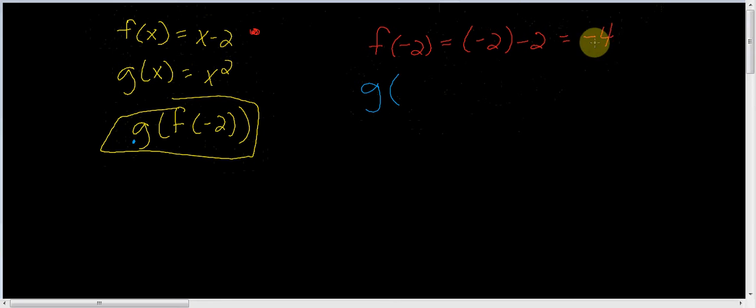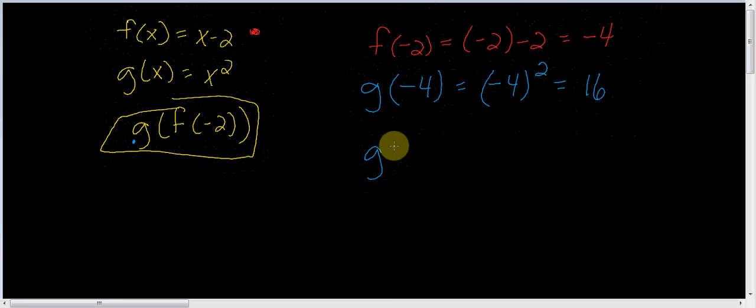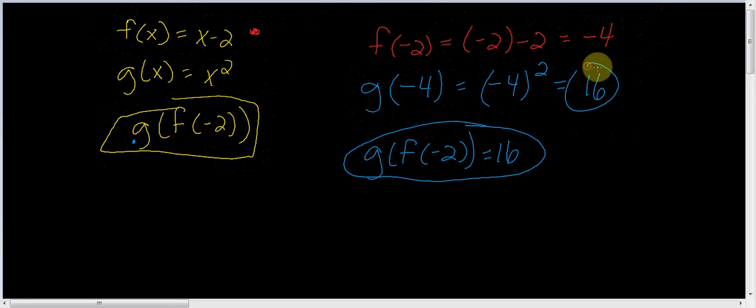I take this answer that I just got and I fill that in the parentheses. Now my function g says take whatever's in the parentheses and square it. So I'm going to square negative 4. I make sure that I put parentheses around it because I'm substituting the negative 4 in for the x, and that is worth 16. So my final answer for this problem, g of f of negative 2, is equal to 16. The last number that I get, this 16 right here, is the answer to the entire composition of functions problem.